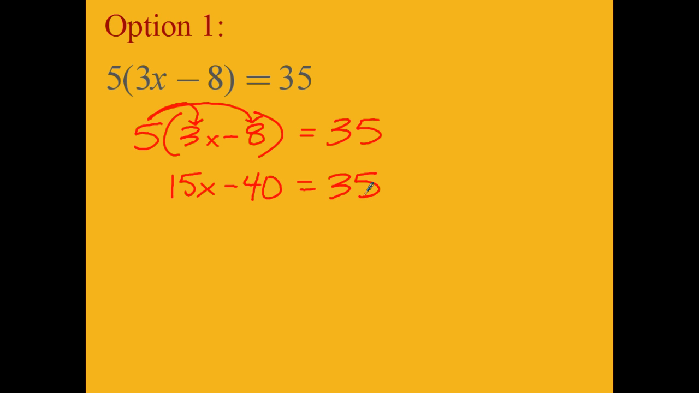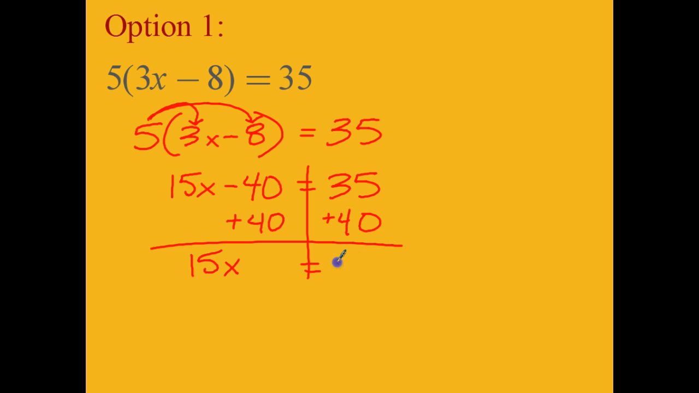From here, I follow the steps that we learned in the last section. I'm going to add 40 to both sides because I'm trying to isolate x, I'm trying to get x by itself. I'm going to be left with 15x on this side, and 35 plus 40 gives me 75. From here, I divide by 15, and I get x is equal to 5.